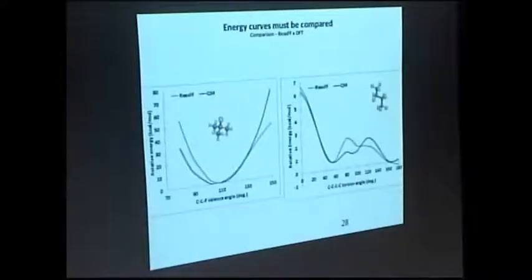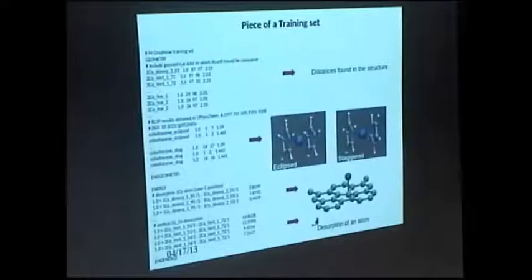Let's see. This is another part of the same parameterization. You see that here we have other valence angles being changed, and here the dihedral angle that is not so good, but worked for our purpose at that time.